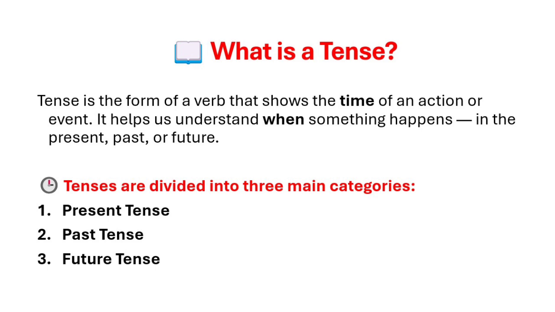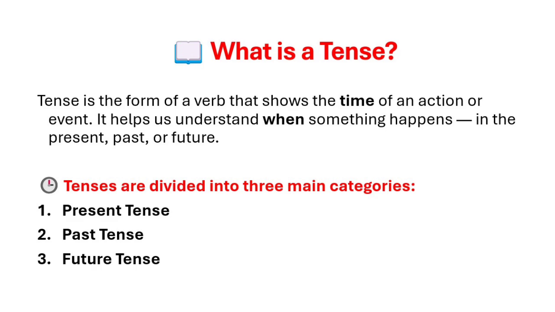So tenses are divided into three main categories. First one is present tense, second past tense and third future tense. So these are the three main categories of tense. Here present tense is used when an action is ongoing, past tense is used when an action is completed, and future tense is used when an action is to happen. Till now you should understand what is a tense and what are the main categories of tenses.